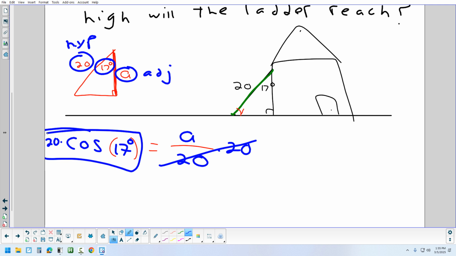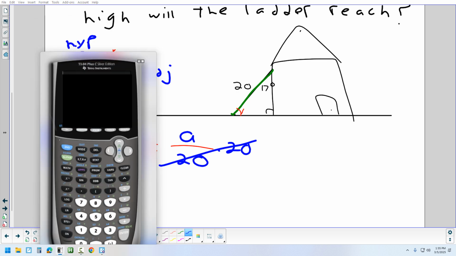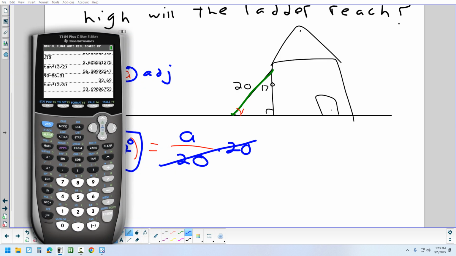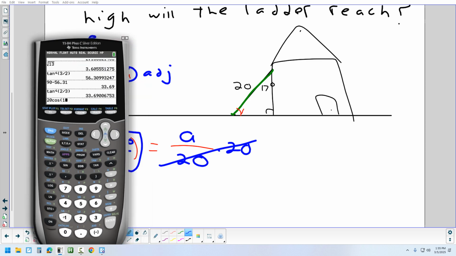An angle of 17 is not very much, so it's not really going to affect how high the ladder reaches significantly. It's still probably going to reach 18 or 19 feet up. So 20 cosine 17. So the ladder will still reach about 19.13 feet.